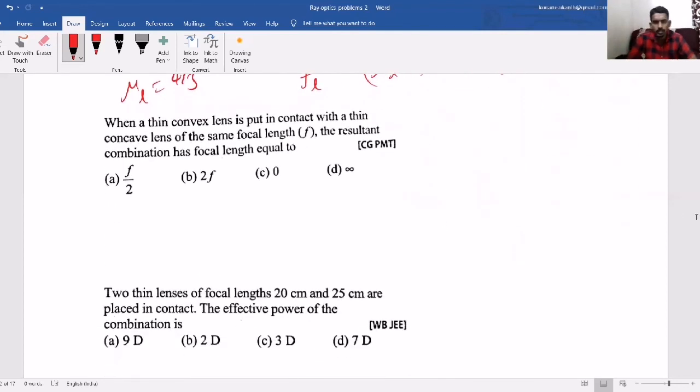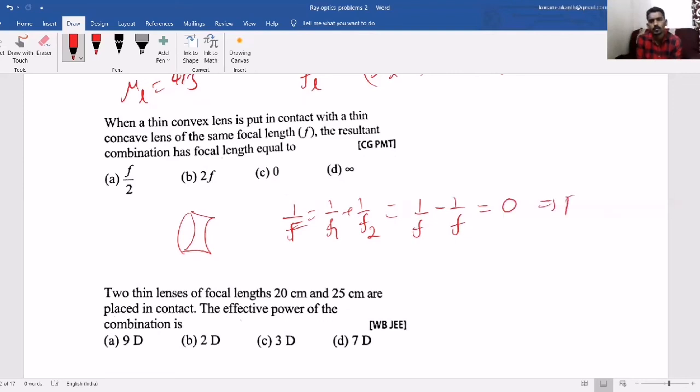In a similar way, we also have seen when lenses are kept in contact. Here, a thin concave lens of some focal length and a convex lens are put in contact. So one convex lens and one concave lens. Now the resultant will become 1 by capital F equal to 1 by F1 plus 1 by F2. But here both have the same focal length. But convex means plus, concave means minus. So 1 by F will become 0, so F will become something by 0, which is how much? Infinity.